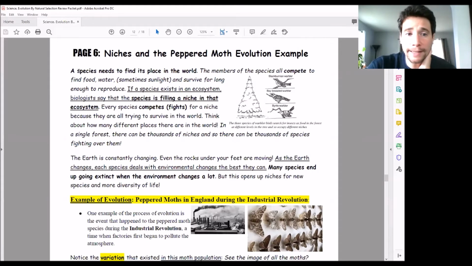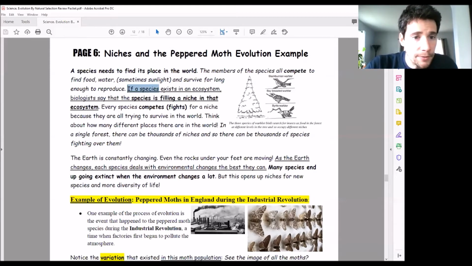So a species needs to find its place in the world, right? Everything has to find enough food and enough space and all the resources they need to survive. And if they are fighting over these resources and they're not as good at getting the resources, they are not as fit. And so they're not going to survive. And the other species will take over that niche. And the first species that wasn't as fit is going to go extinct eventually. Or they're going to leave that ecosystem and try and find a niche in a new ecosystem. And most of the time, they don't survive.